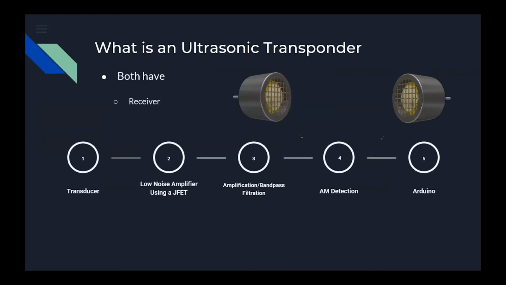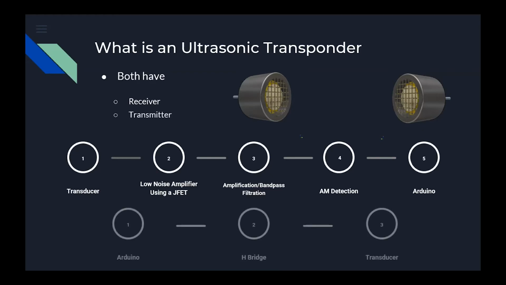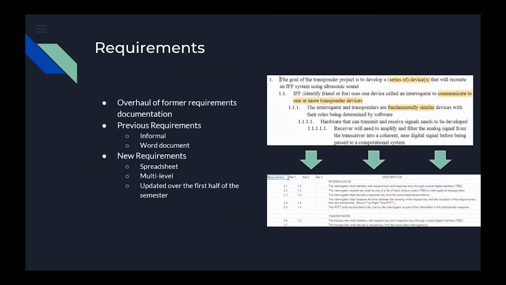The receiver circuit is broken down into 5 stages: a transducer, followed by a low noise amplifier utilizing a JFET. Next are the amplification and bandpass filtration stages that go into an AM detection board, and finally an Arduino signal processor. The transmitter circuit consists of 3 stages, beginning with the Arduino that feeds into an H-bridge, and finally another transducer.